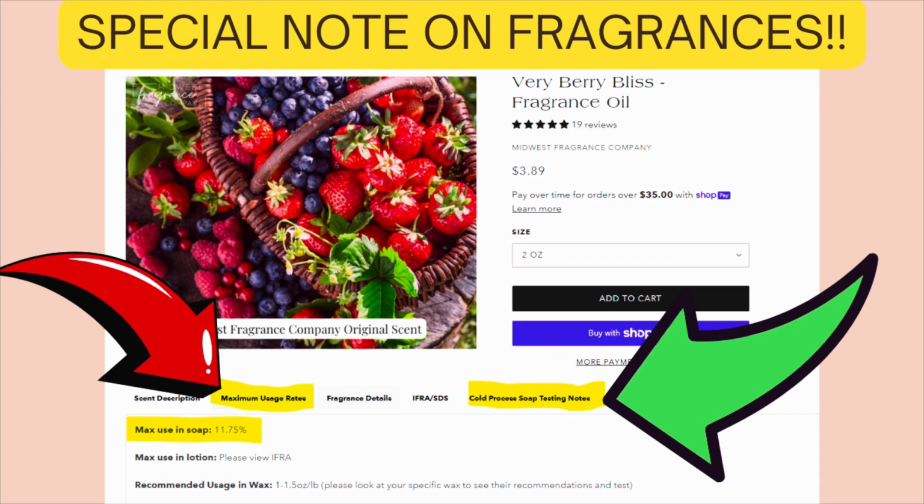So one thing that I like to do before I start a recipe is I go on the manufacturer's website. I'm going to look at the maximum usage rates to make sure that I'm using the safe percentage amount. I also am going to go to the cold process soap testing notes. Most manufacturer pages like Brambleberry, and this is Midwest Fragrances, I believe Wholesale Supplies is another one that has fragrances, but they will all have these type of notes and information that is super important and helpful for planning a soap recipe.